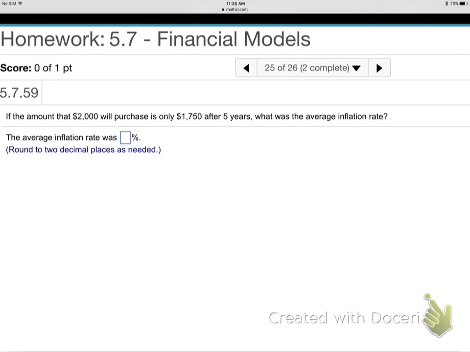Let's just skip these. Let me see what number 26 is. Is it inflation as well? Am I on the wrong screen? So let's skip 24, 25 and 26. I should cut those out of the assignment.